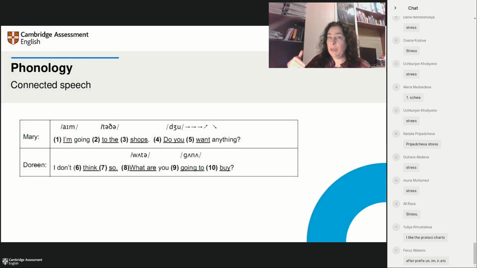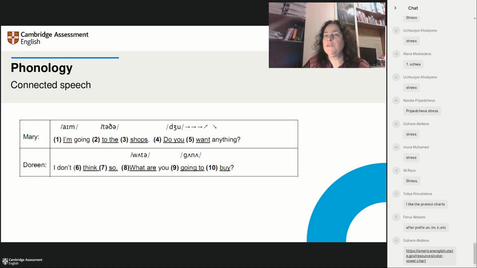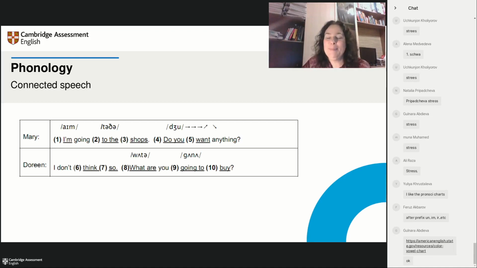Now, another aspect I've promised to highlight is different features of connected speech. Have a look at this. American English. Well, I'm afraid the American English phonemic chart is not very reliable, because you're taking a TKT test, which is British. So you might be confused. Don't do that. But thank you, Gulnara, for sharing.